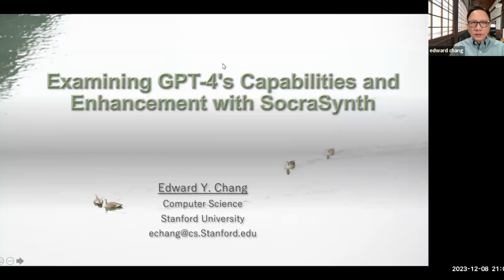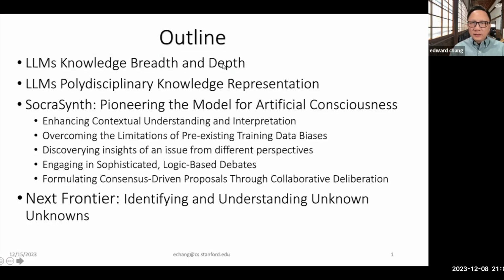First of all, we all understand the knowledge breadth and depth represented by the LLM, large language models. But it's less well known how that knowledge is represented, which we say is kind of polydisciplinary, and we will explain what polydisciplinary is shortly. Because of this very rich representation, an ordinary user like myself is not able to formulate good questions to get profound answers. And finally, we can talk about some advanced topics which we are undertaking currently.